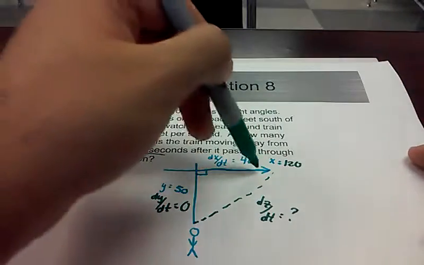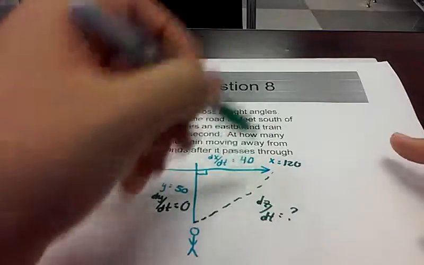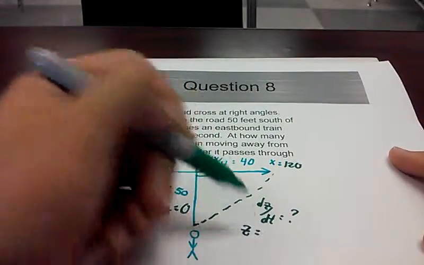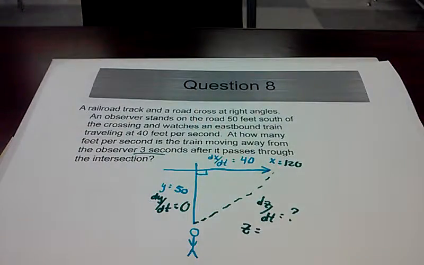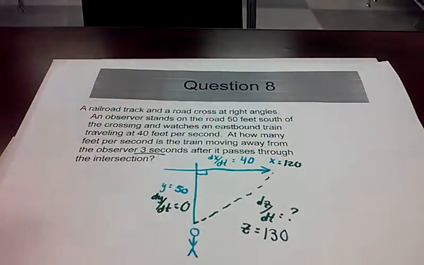Well, we know what this leg of the triangle is. We know what this leg is. So if we can find the hypotenuse, or the length of z, we'll be in good shape. So using the Pythagorean theorem, we're going to do 120 squared plus 50 squared, and then take the square root of that. That's going to give me 130 feet. So the length of the hypotenuse is 130 feet.